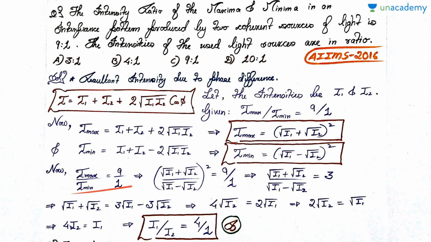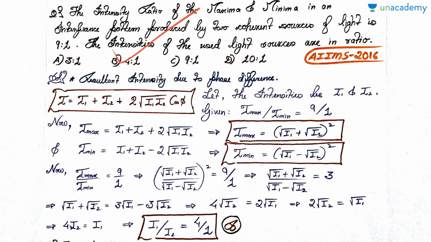Now you know the ratio of Imax by Imin, 9:1. So you substitute this formula back here, and you take the square root on both sides, and if you solve it like I solved it right here, you can get the ratio of I1 by I2, which is what you were supposed to find.